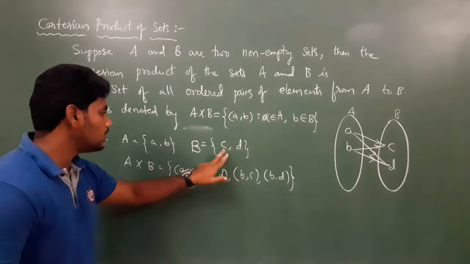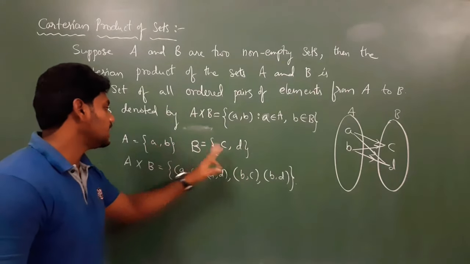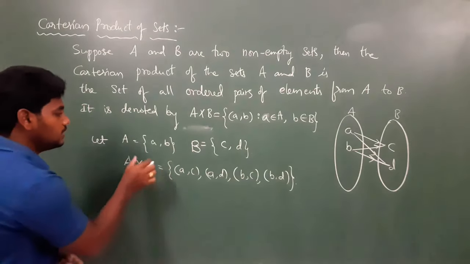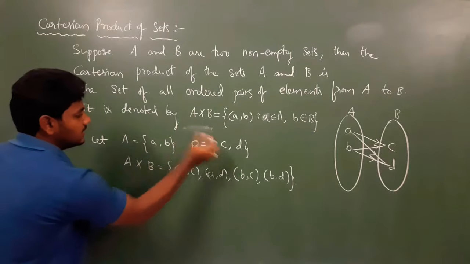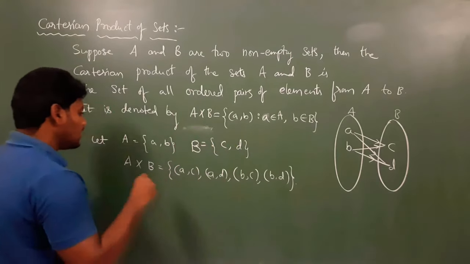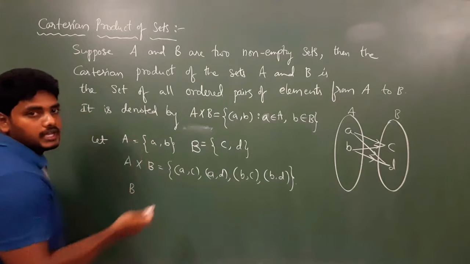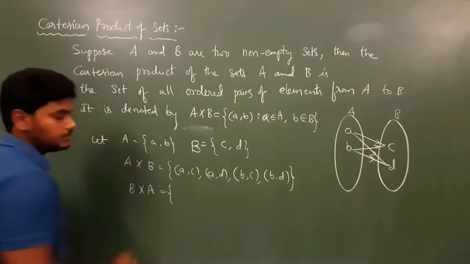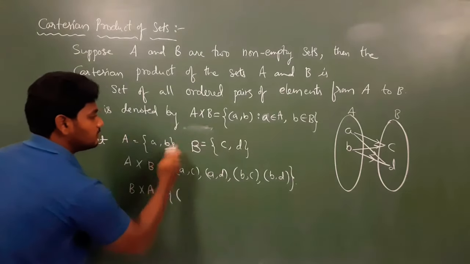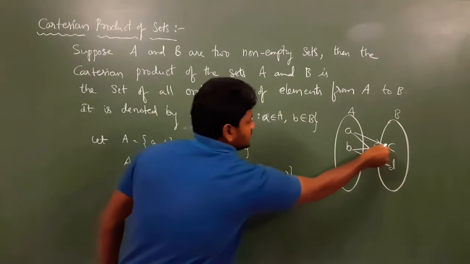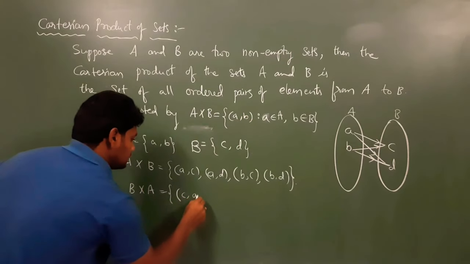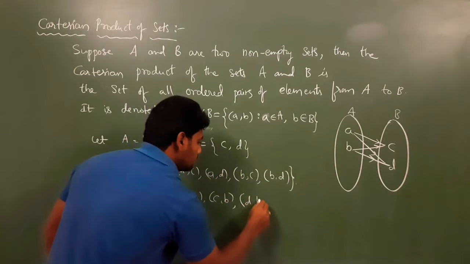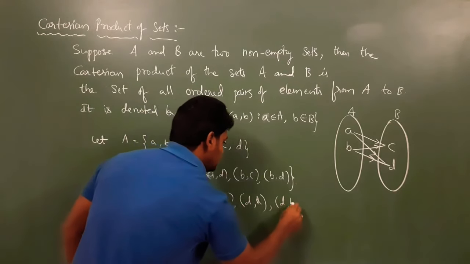Right? Here we should not write c comma a, c comma b, d comma a, d comma b. That is wrong. Why? Because here we are following the order A cross B, so we need to consider from A to B only: ac, ad, bc, bd. If they ask to find Cartesian product from B to A, then it will be B cross A, which is equal to, from this side you need to see c comma a, c comma b, next d comma a, d comma b.